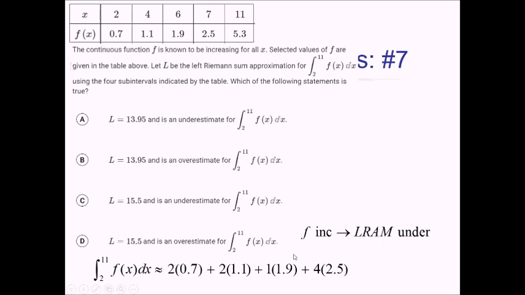So here we go. All right, so I'm going to go for the low-hanging fruit first. I'll start over here. 4 times 2.5, I know that's 10. 1 times 1.9 is 1.9. So I've got 11.9 for these last two terms here.